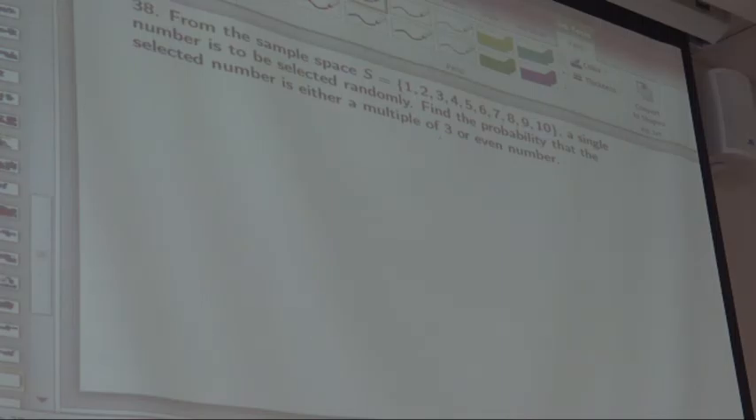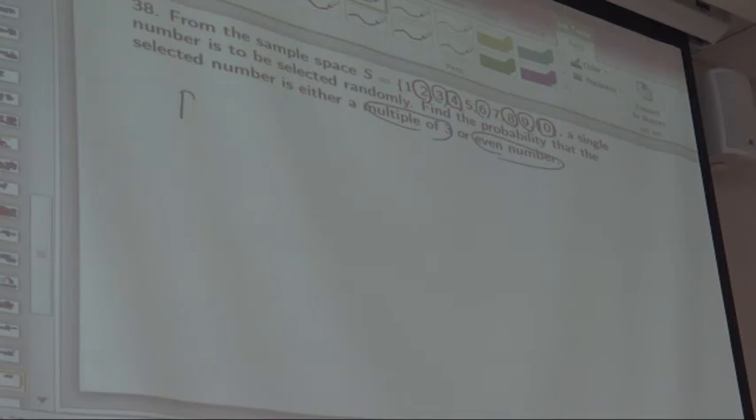We have the numbers 1 through 10, and we're going to get either a multiple of 3 or an even number. So just circle the multiples of 3, which are 3, 6, 9, and the even numbers, which are 2, 4, 6, 8, 10. Sorry, I circled the 10 and said 9. Yeah, you see, I'm tired.